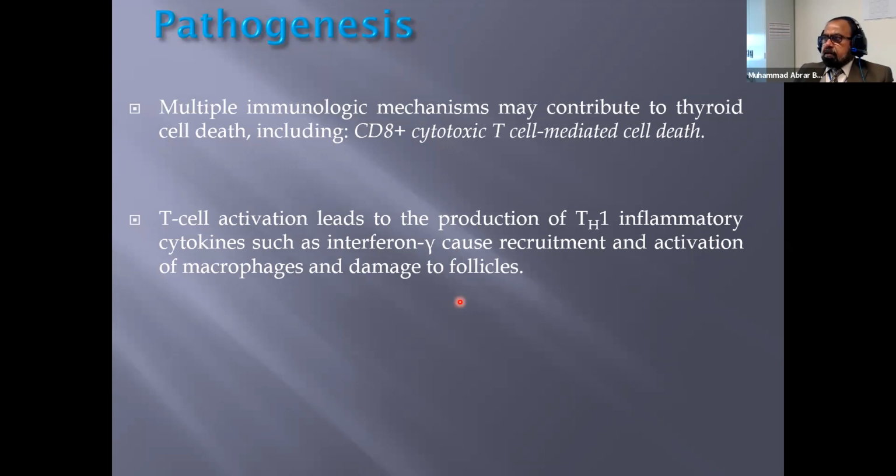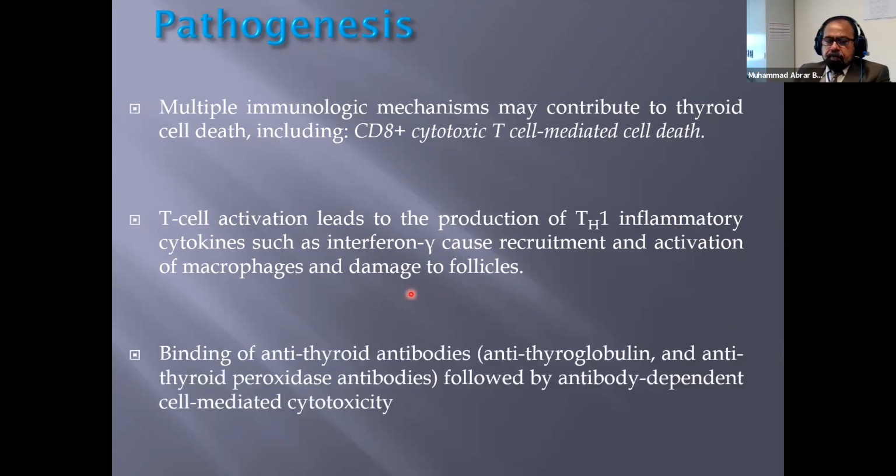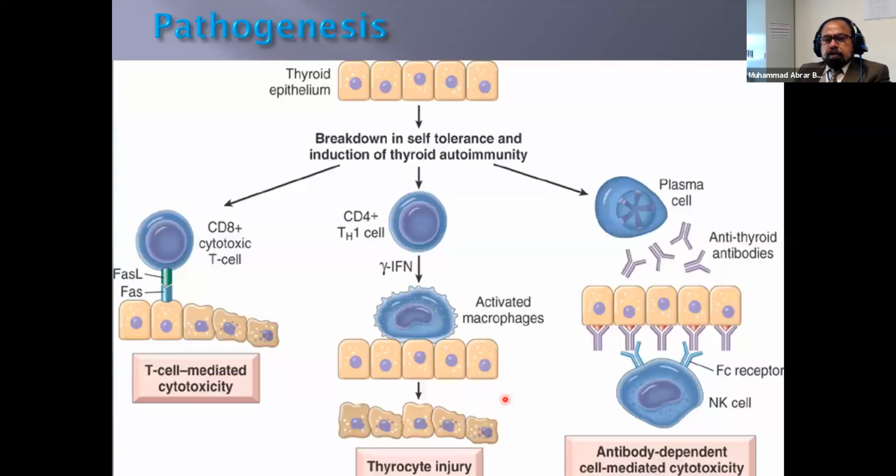Th1 secretes the cytokine gamma interferon. Gamma interferon recruits more and more macrophages and activates them, and that activated macrophage kills the thyrocyte. And the third one is binding of anti-thyroid antibodies, anti-thyroglobulin or anti-peroxidase antibodies, followed by antibody-dependent cell-mediated cytotoxicity. I can explain this with this chart.